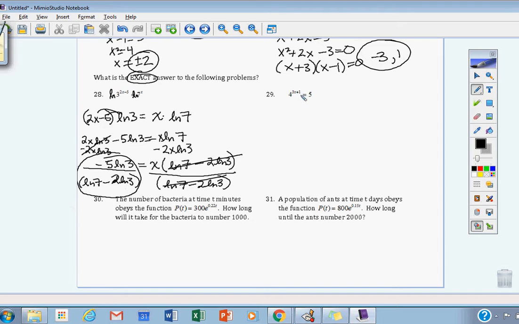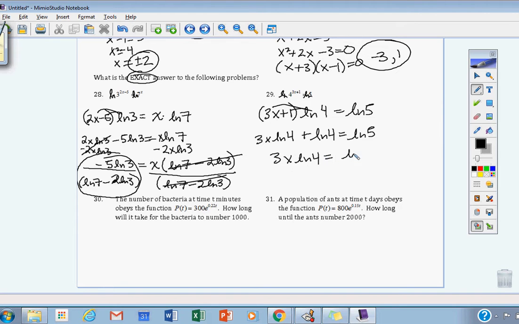Okay, over here, we have same concept. We have bases that we cannot force to be the same. So two steps, we bring the power out front. The only reason we can bring the power out front is by taking the natural log of both sides. So I've got 3x plus 1 times the natural log of 4 equals the natural log of 5. Distribute through: 3x natural log of 4 plus just the natural log of 4 equals the natural log of 5. So I've got 3x natural log of 4 equal to the natural log of 5 minus the natural log of 4. Be very careful of making that natural log of 1.